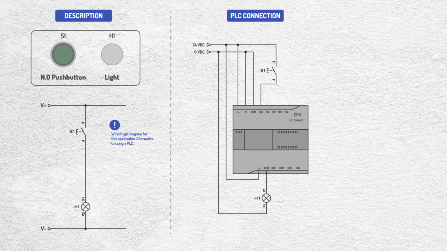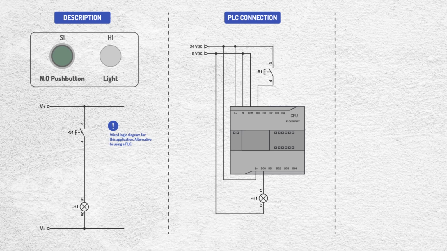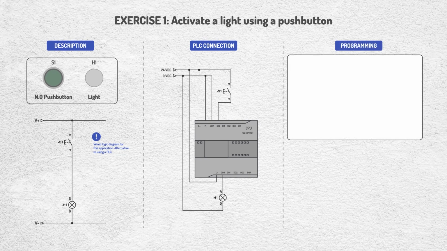For such a basic application, it is not really necessary to use a PLC, but we use it as an example to understand the relationship between the electrical circuit and the programming logic. In this case, the push button is connected as a digital input and the light as a digital output. This wiring diagram may vary depending on the PLC model, but it serves as a reference for many commercial devices.